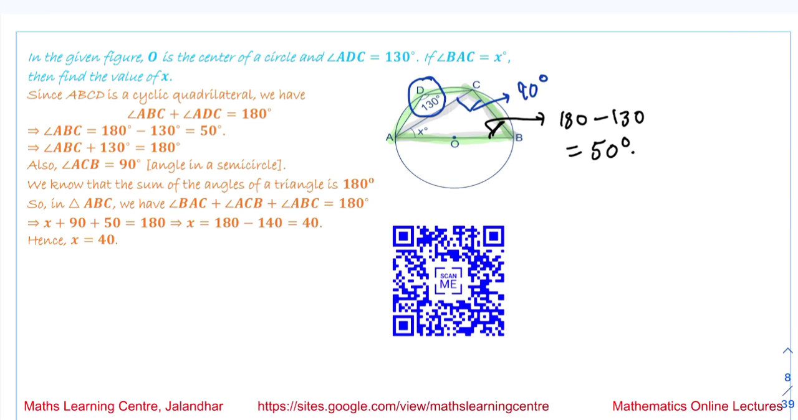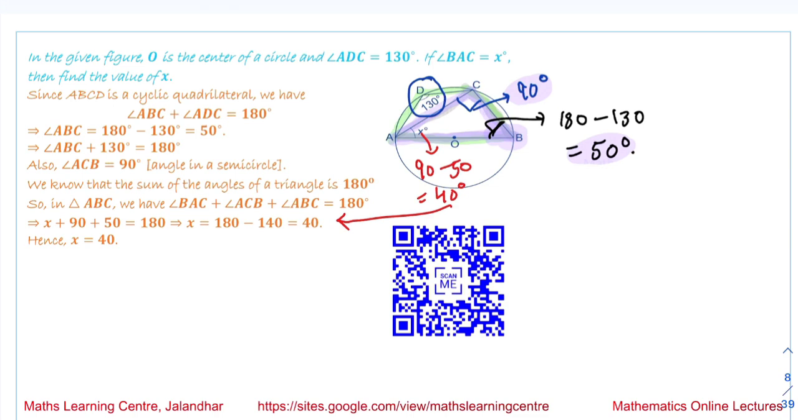Now look at this triangle ABC. We have this angle as 90 degrees, and this angle as 50 degrees. So the value of angle x will be 90 minus 50, which is equal to 40 degrees. This is the value of x that we have.